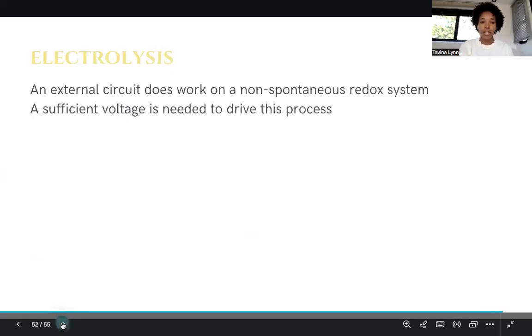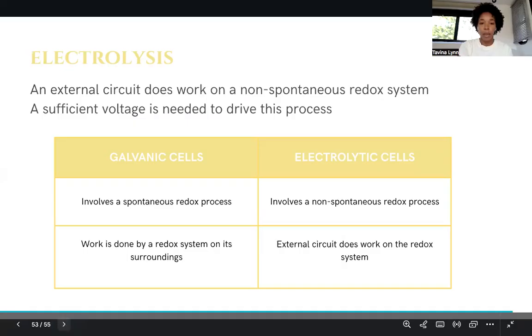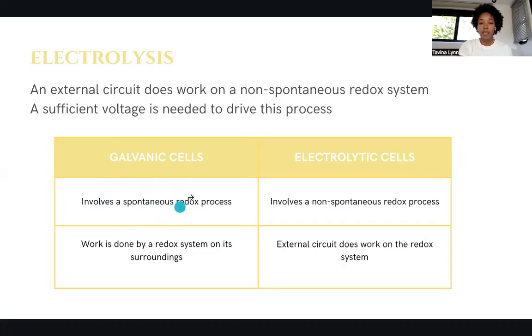All right, so electrolysis, there's an external circuit that does work on a non-spontaneous redox system. So there's a sufficient voltage or external work or source that's needed to be put into this external circuit to drive the process. So if we compare it to a galvanic cell, right? Galvanic cells involve a spontaneous redox process, unlike the non-spontaneous redox process in electrolytic cells.